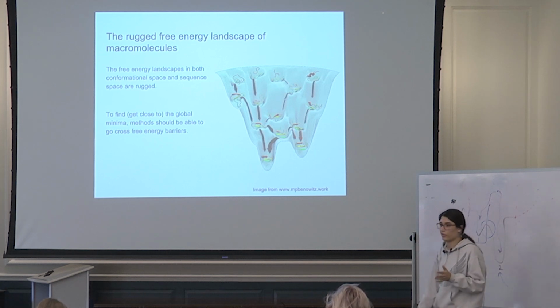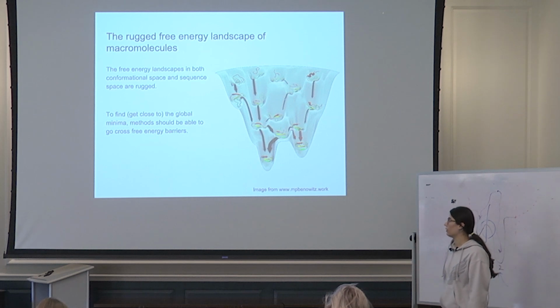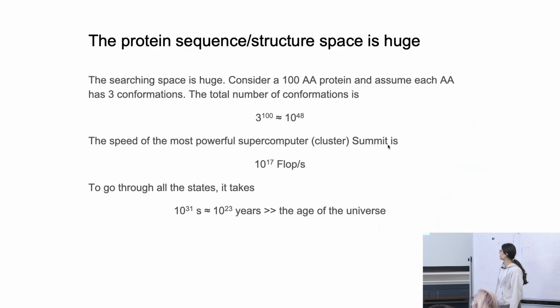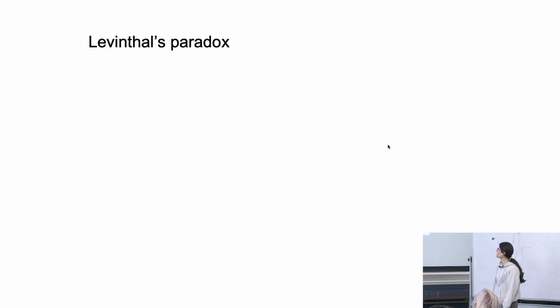And any method that you design to address this should be able to go across free energy barriers. And we already know that the coupled sequence and structure space is huge for proteins. We talked about why this is, so you saw this on the first day. We also talked about exactly how long this would take, roughly, and we just knew that it would take forever and that we're not interested in doing this.